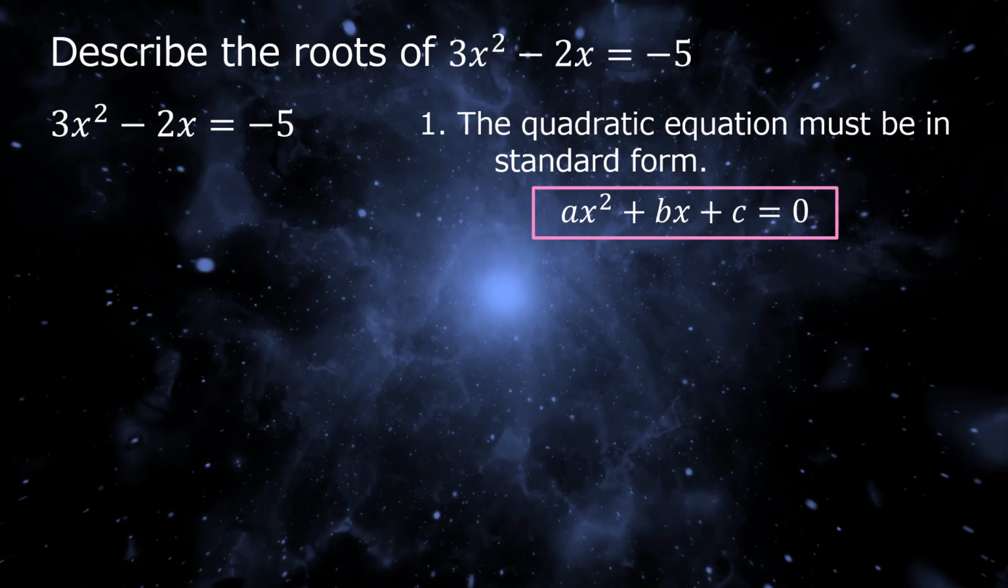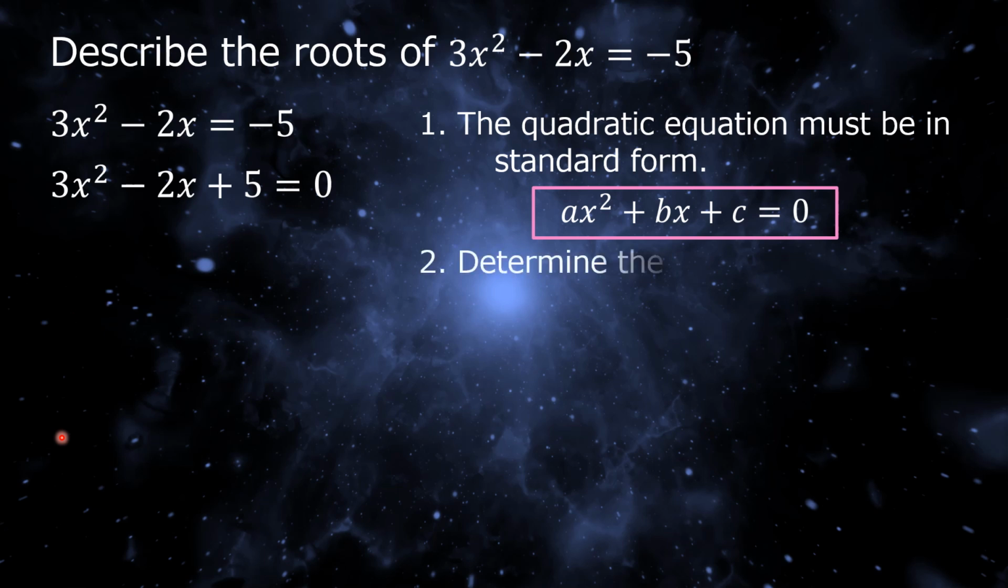Pero yung ating given quadratic equation ay hindi naka-standard form dahil ang constant ay nasa right side ng equal sign. Kailangan nasa left side siya. So, let us transpose this negative 5 to the left side. So, magiging 3x squared minus 2x plus 5 equals 0. Because when we transpose a given number on the left side or to the other side, this sign will change. So, kung negative ang constant, this will now become positive.